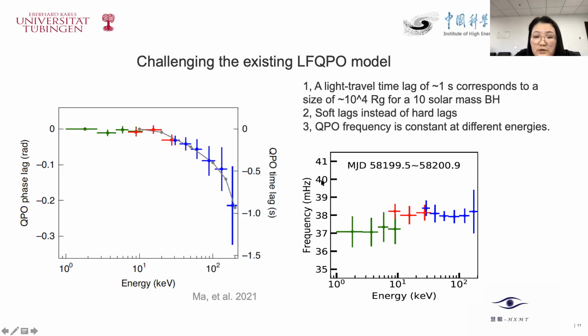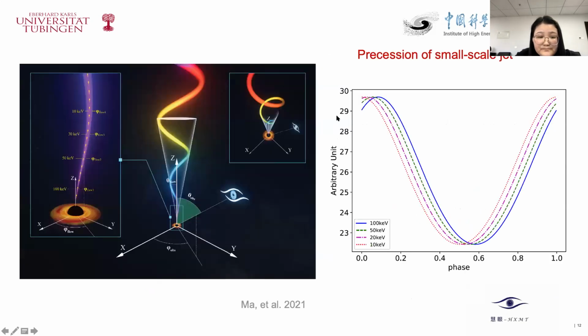Also, the QPO frequency doesn't change with energy. If you look at this plot, you will see the frequency is always about 38 hertz. So these three points raise a great challenge for the existing hot flow Lense-Thirring theory models. Therefore, we propose these small scale jet precession models.